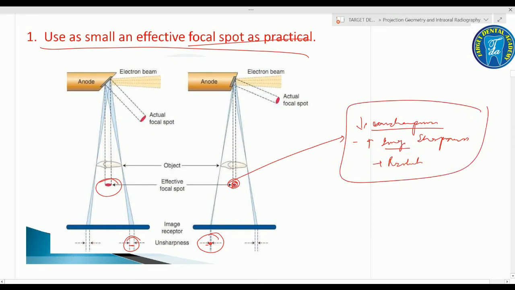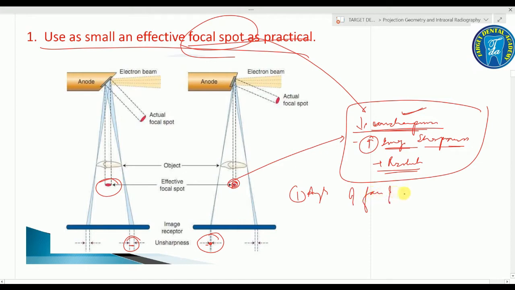So I'm repeating it again. The first method to maximize the image sharpness is the use of a small focal spot. When you are using a small focal spot, it leads to a decrease in the unsharpness, and an increase in the image sharpness and in the resolution. Next is the angle. Important point: the angle of the face of the target to the central X-ray beam is usually 10 to 20 degrees.